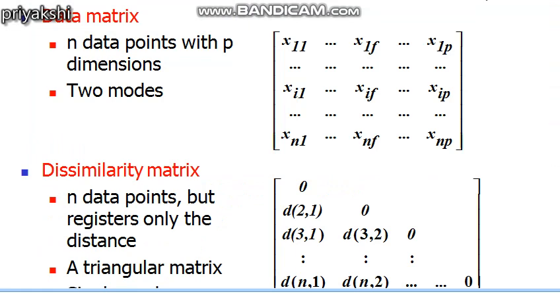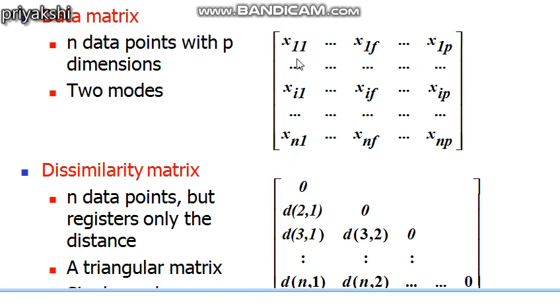In data mining, whenever we are dealing with data, it generally consists of a matrix format, which is known as the data matrix. For example, there are n data points with p dimensions. You can consider there are n number of students with p attribute values.